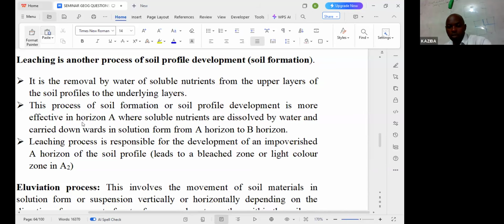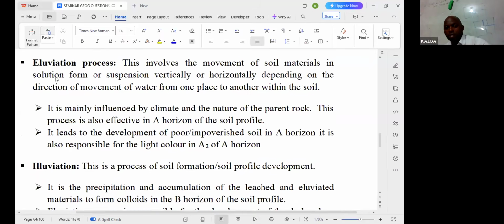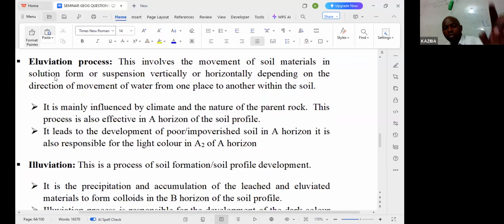Then you go to eluviation. Eluviation is like leaching. Now leaching is the removal from upper layers to lower layers of soluble materials. Then eluviation is the removal of solid soil particles from the upper layer to the lower layer, either vertically or horizontally. Its effect is that it leads to a light color zone.